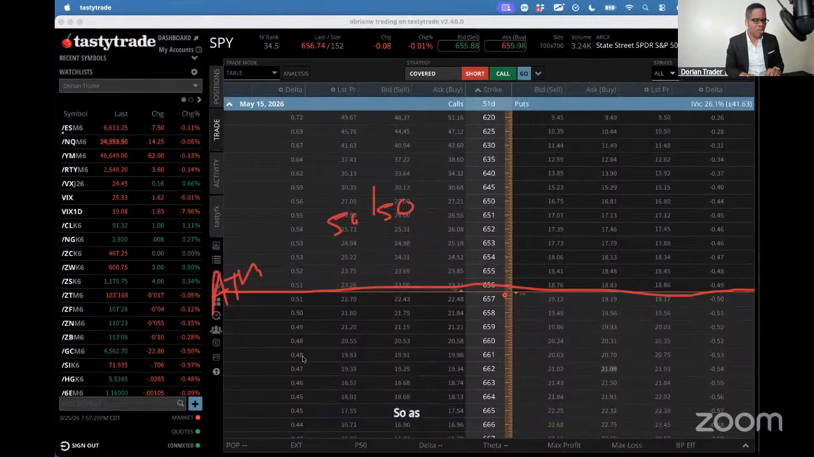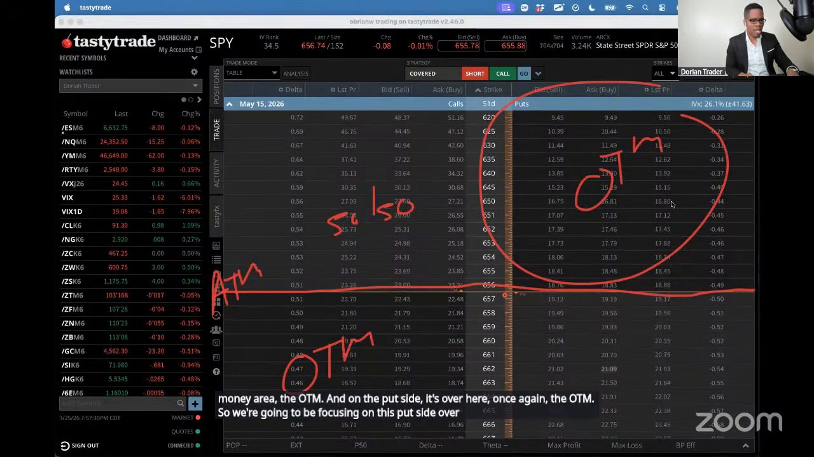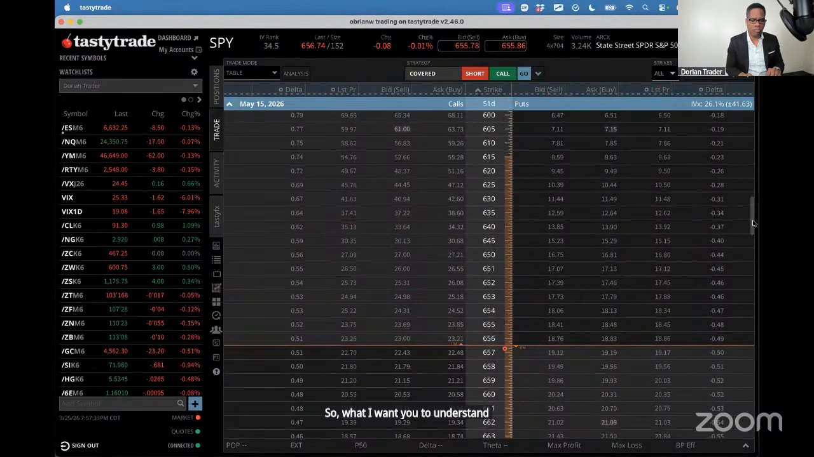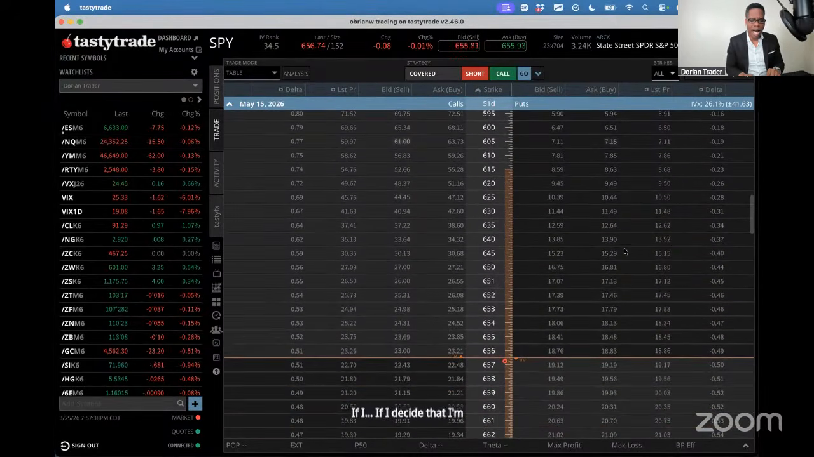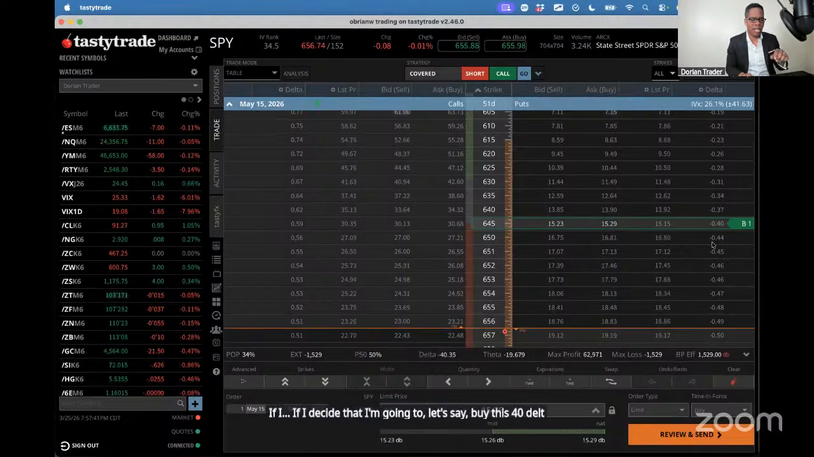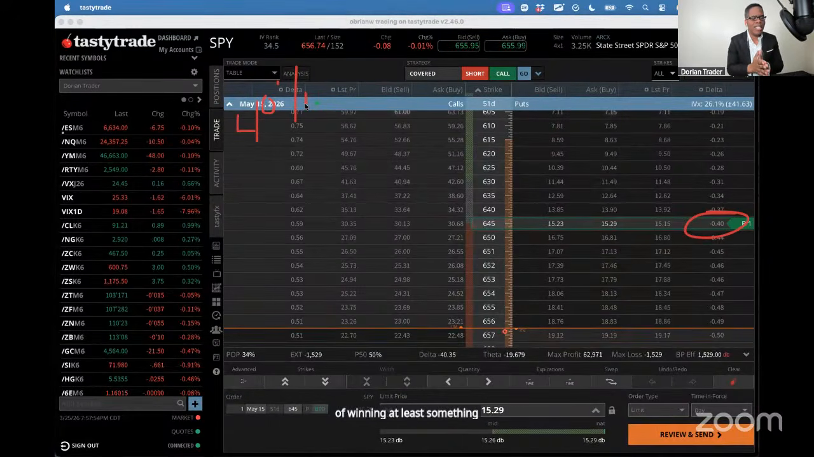So as we mentioned, on the call side, below the at the money is the out of the money area, the OTM. And on the put side, it's over here, once again, the OTM. So we're going to be focusing on this put side over here. So what I want you to understand is that if I decide that I'm going to, let's say, buy this 40 delta option, if I buy this 40 delta option out of the money, the delta I buy at is giving me my probability of success. So in this case, I would have a 40% chance of winning at least something, at least 1 cent at expiration.